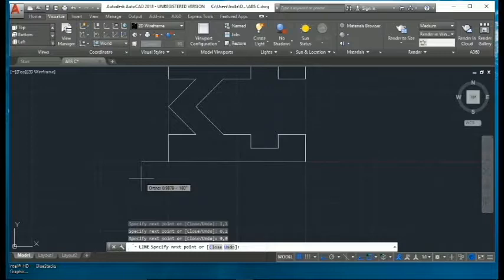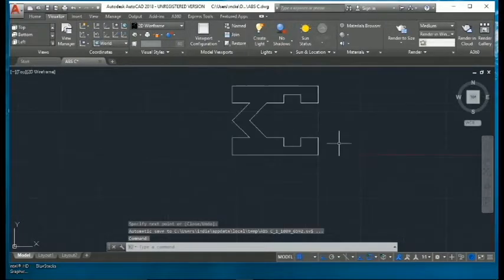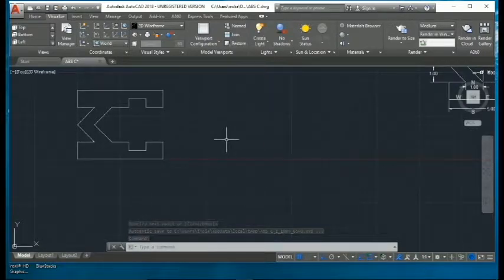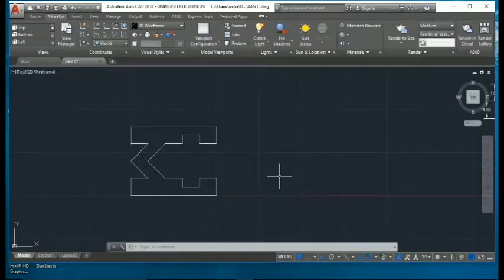Now to close the line command, just press enter on a blank line. So this is our drawing, and this is the absolute coordinate system.